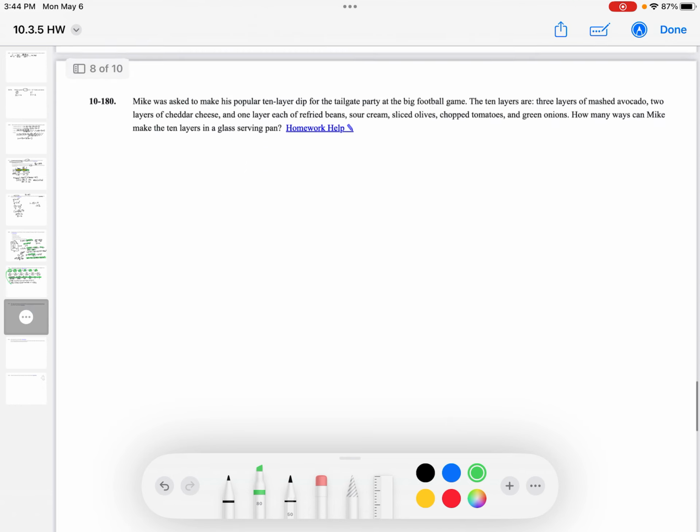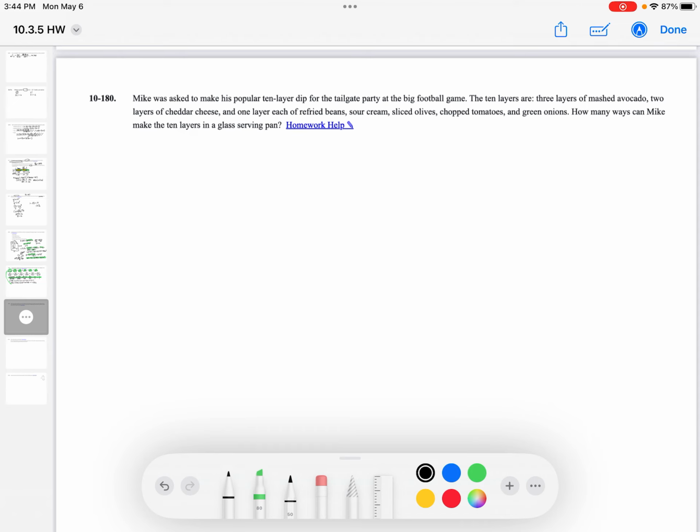Okay, we're getting close. Mike was asked to make his popular 10-layer dip for the tailgate party at the big football game. The 10 layers are 3 layers of mashed avocado. So there's 3 layers of avocado, 2 layers of cheese, and 1 layer each of refried beans, sour cream, sliced olives, tomatoes, and green onions. Okay, so 3 plus 2 is 5, 6, 7, 8, 9, 10. Yep, there's 10 layers there. The question is, how many ways can Mike make the 10 layers in a glass serving pan?